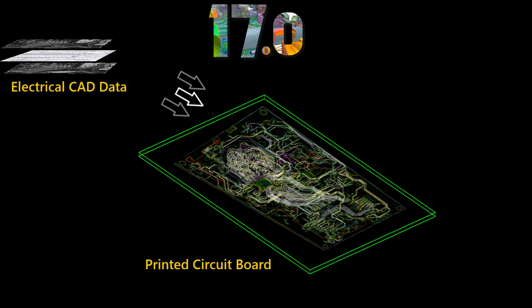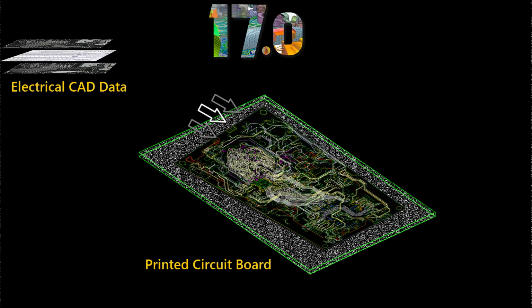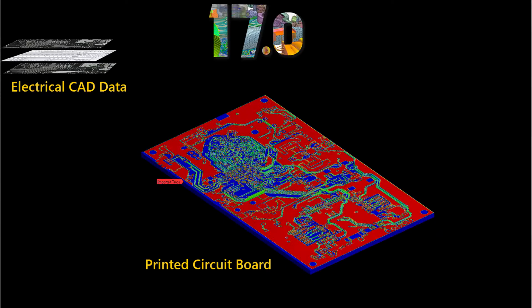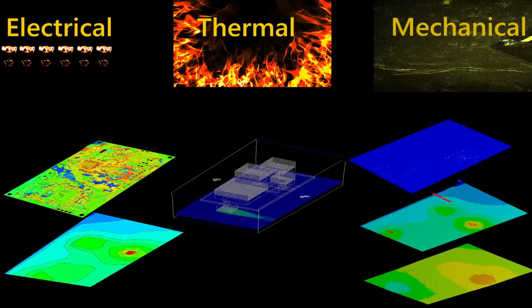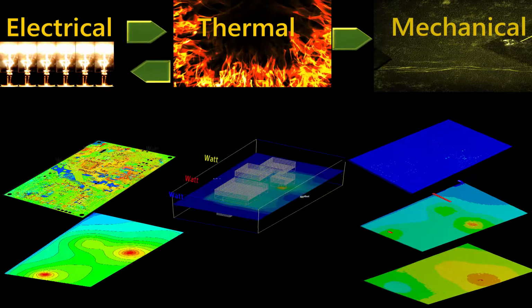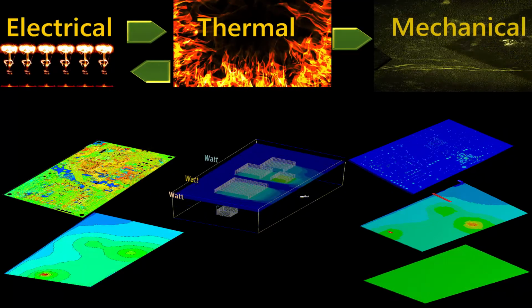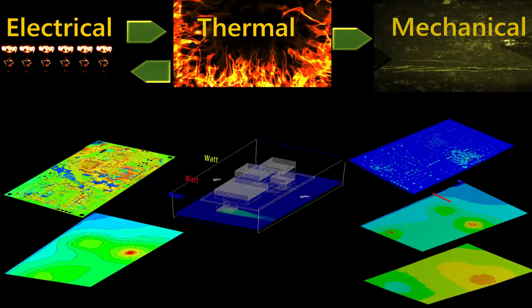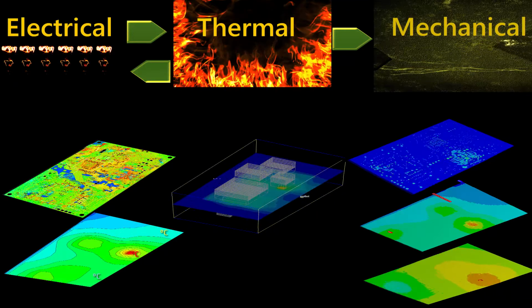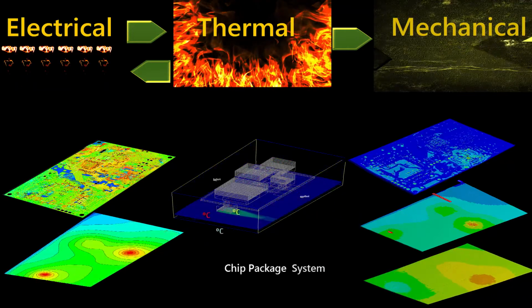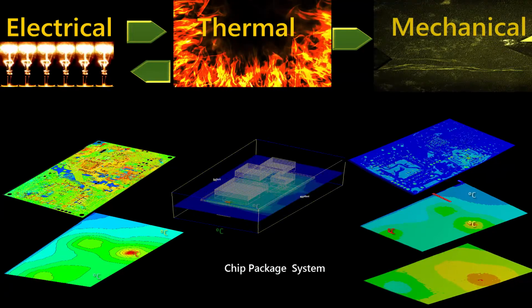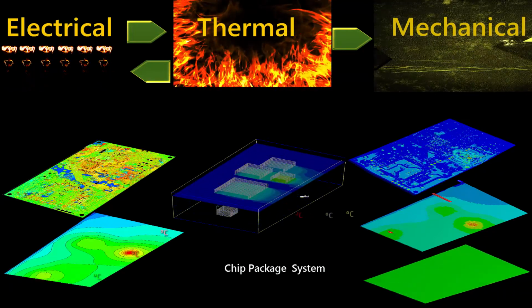Groundbreaking advancements in ANSYS R17 allow structural simulation from electrical CAD data. What this means is that ANSYS now provides a complete flow to address electrical, thermal, and structural challenges in electronics. Typical problems impacting performance and reliability are power and signal integrity, EMI, vibration, thermal effects, and mechanical stress. ANSYS has developed a unique chip package system, or CPS, flow to detect problems early in the design phase.